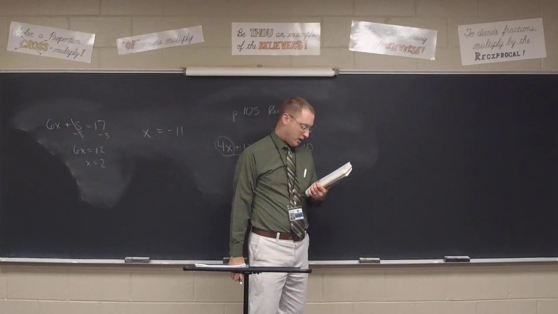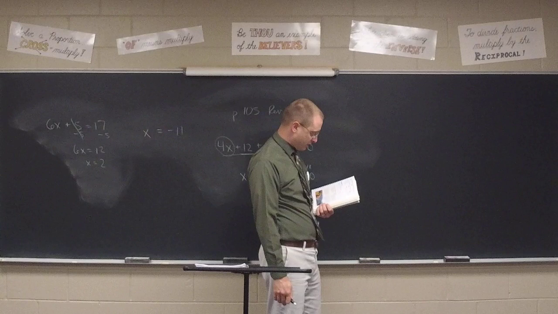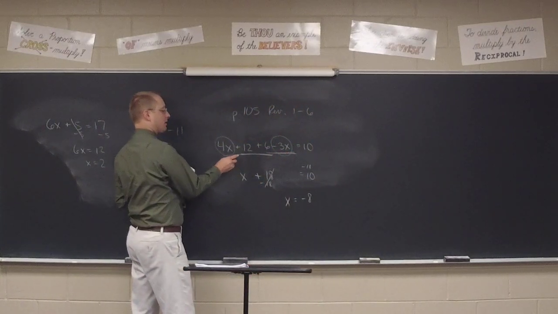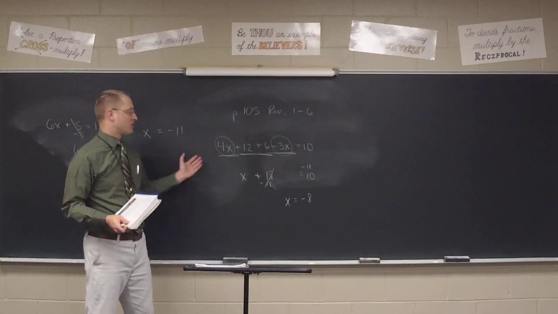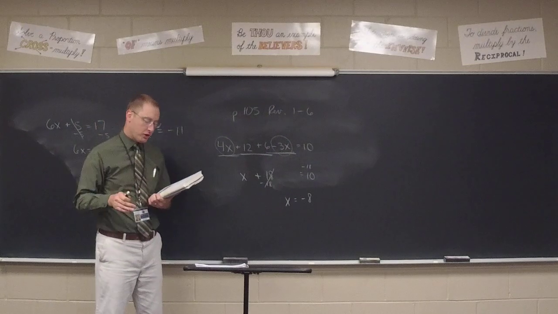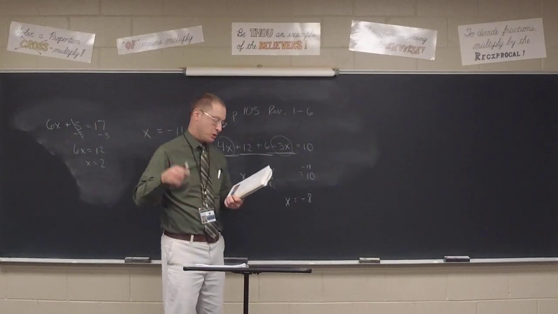Number 4. What's the little x, class? 4x. By the way, notice here, I don't get rid of the little x. Why not? Because they're on the same side. You just combine them. If you can combine them, you combine them. But on number 4, they're on separate sides, so you can't combine them. You have to get rid of one.